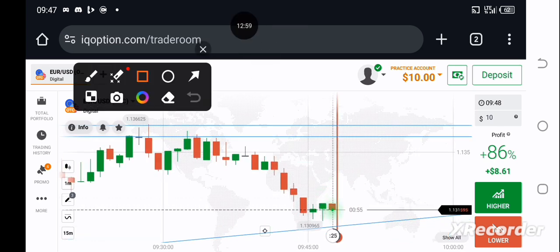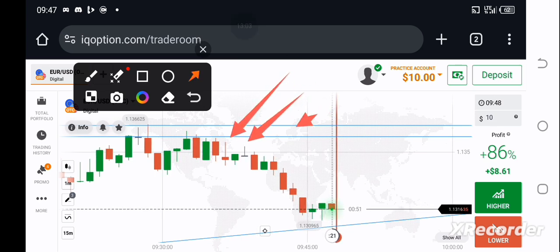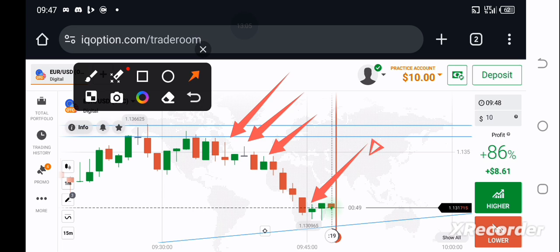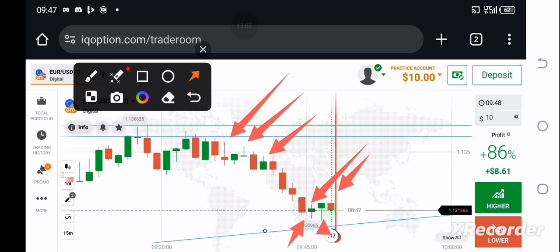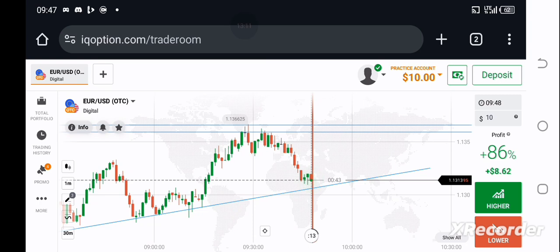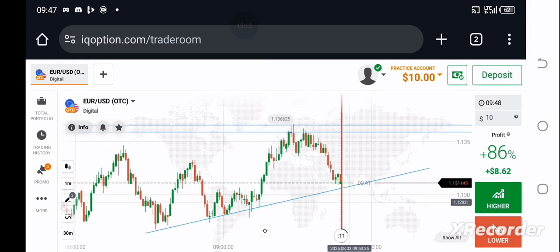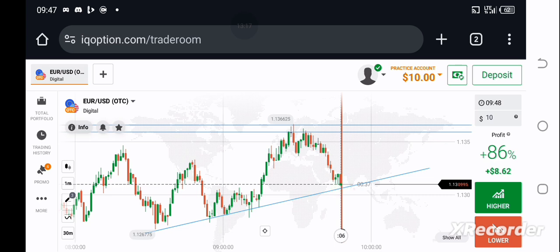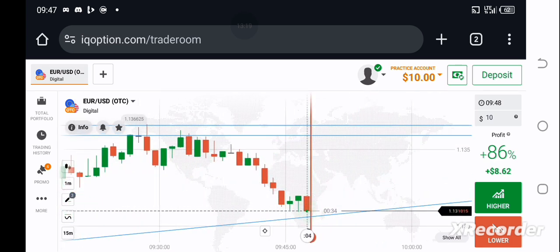We are seeing buyers, we are seeing doji candlesticks, spinning tops in between. You can see buyers, and here we are seeing two buyers. Now we are seeing strong pullbacks from the area, so it may follow its uptrend when it gets to this support level. Okay, but now we are seeing a strong bearish candlestick.